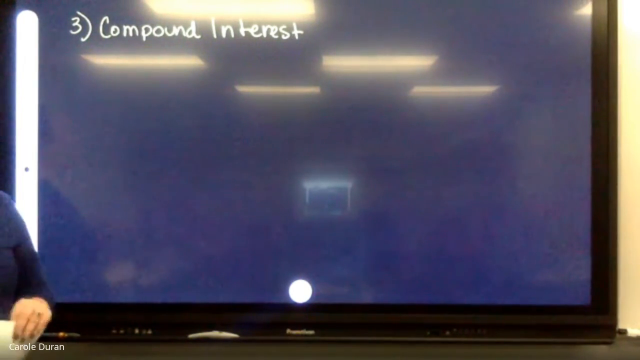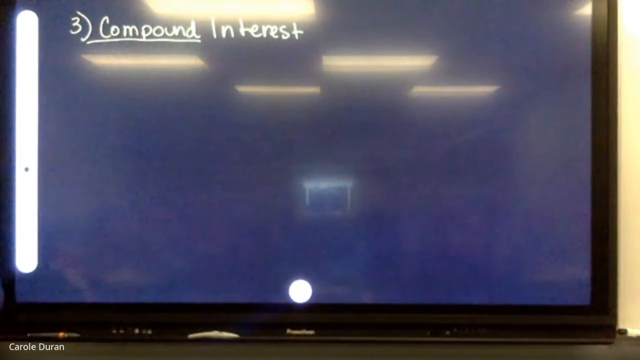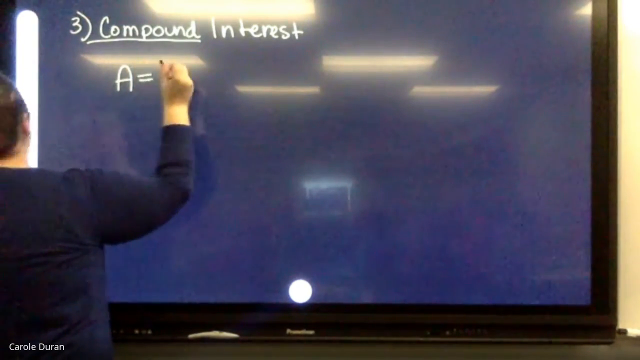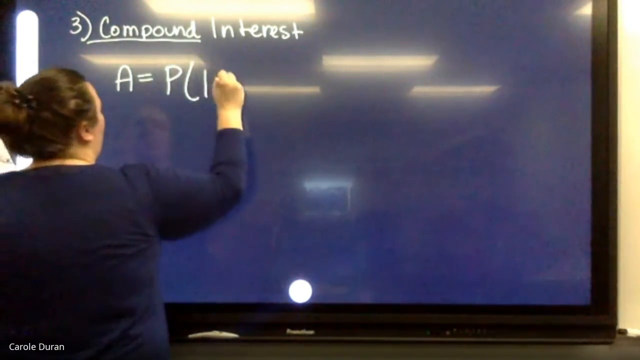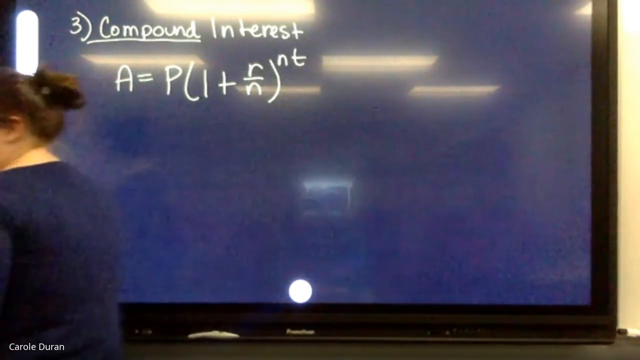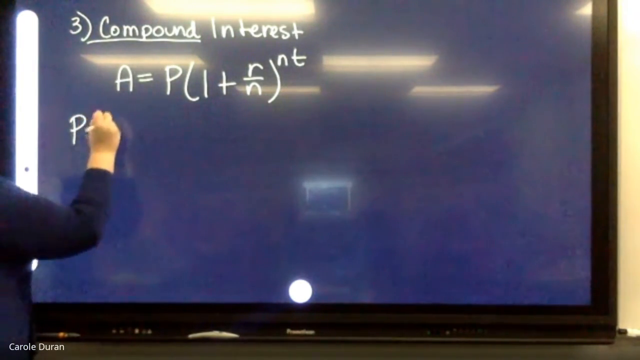So whenever I'm talking about compound interest, the key word here is the compound part of it, there's always one formula that I follow. This works also if you're talking about a decay model or where you're losing value over time. And this model is A equals P times 1 plus R over N to the N T power. P here is the principal amount that you started with.